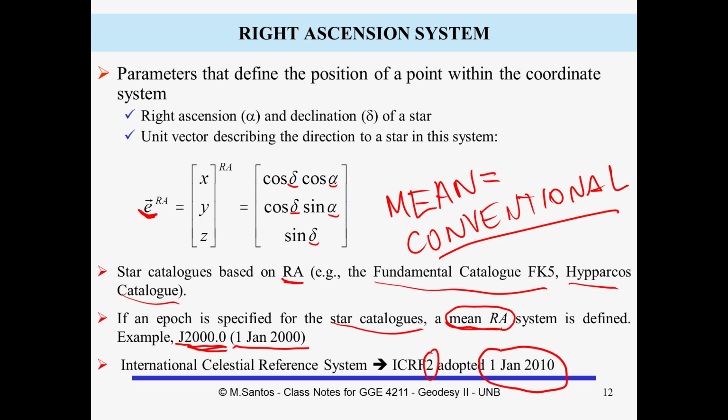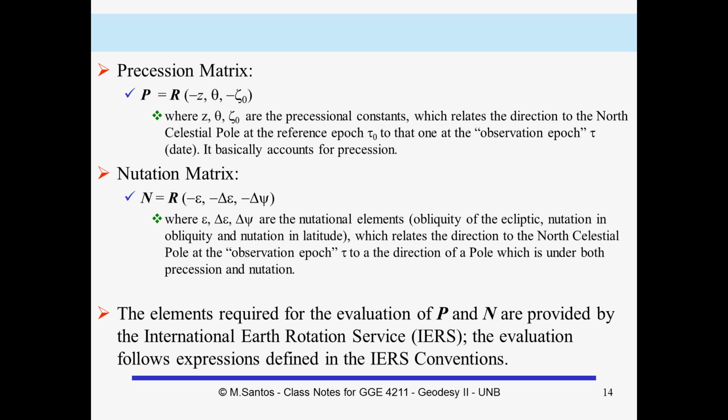For the nutation matrix, we have the nutational elements, and now in this case they have names: the obliquity of the ecliptic, the nutation in obliquity, and nutation in longitude. What this is going to do in practice is allow the north celestial pole to nutate, so it's the following nutation. Now the elements required for evaluation of P and M are provided by the International Earth Rotation Service, and the evaluation follows expressions defined in the International Earth Rotation Service conventions.